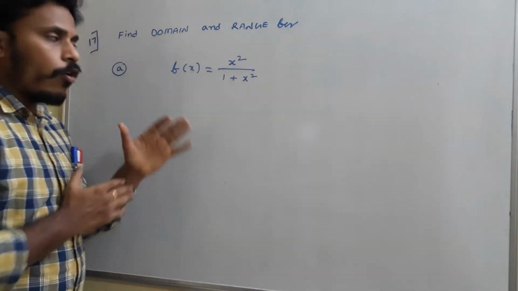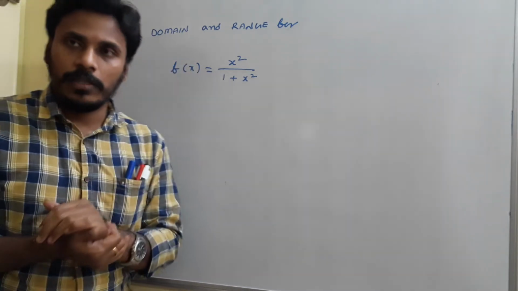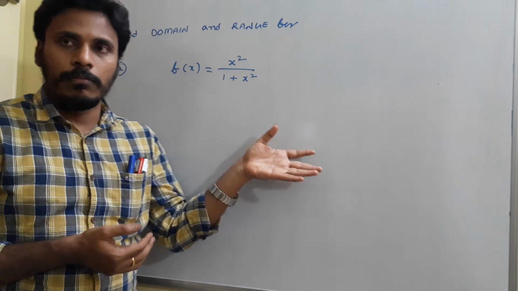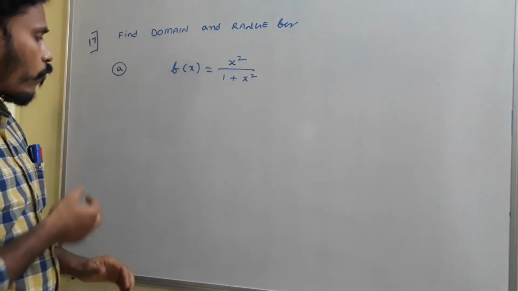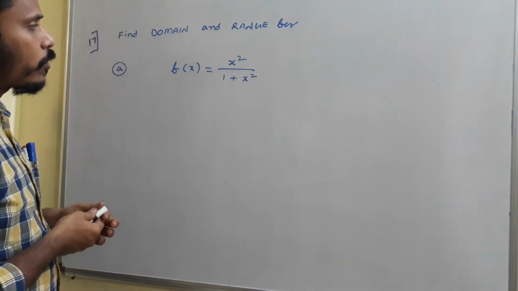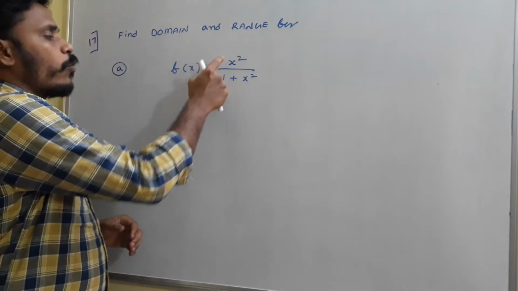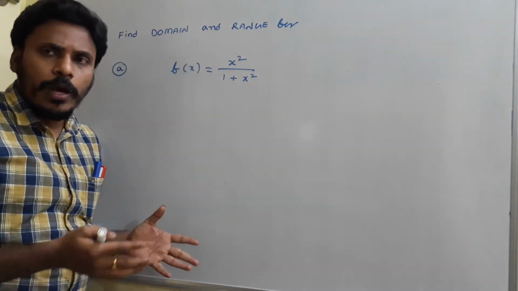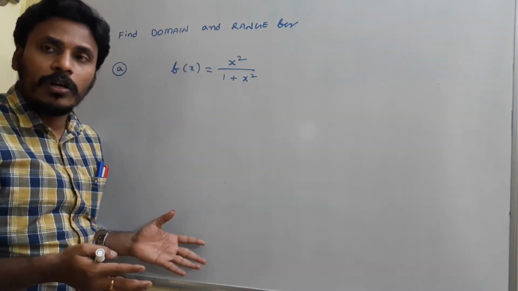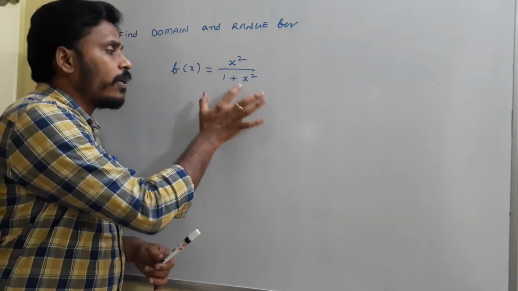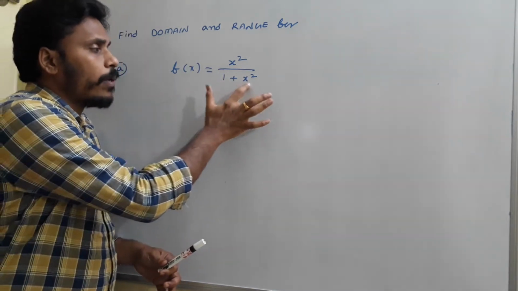Domain and range for f of x is equals to x square by 1 plus x square. So this is another type of problem to find the domain and range. You just look at the problem, x square by 1 plus x square. Square root is not involved, logarithm is not involved, just the denominator is involved. The denominator is 1 plus x square.